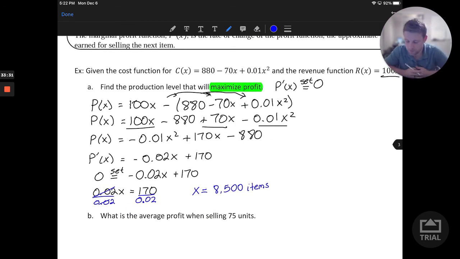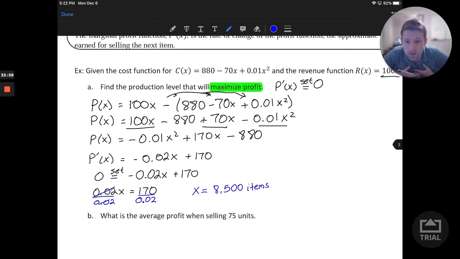We'll give it as just the number of items. And this would be, again, the production level that will maximize profit. So any more items will decrease our profit, maybe because our costs will increase to the point where our profits are diminishing. So 8,500 items is going to be the maximum.